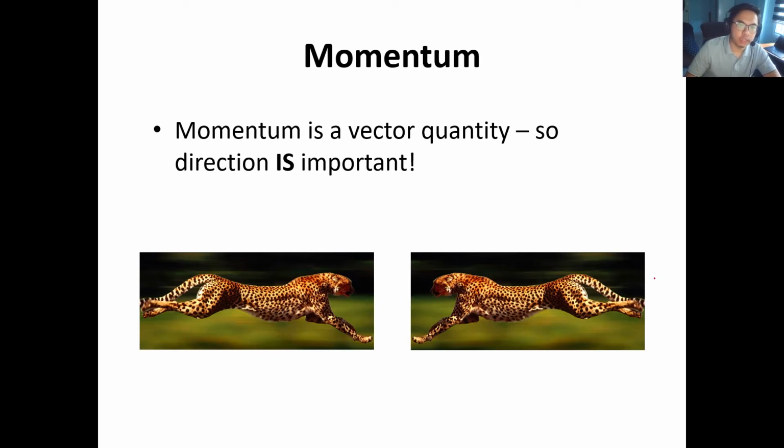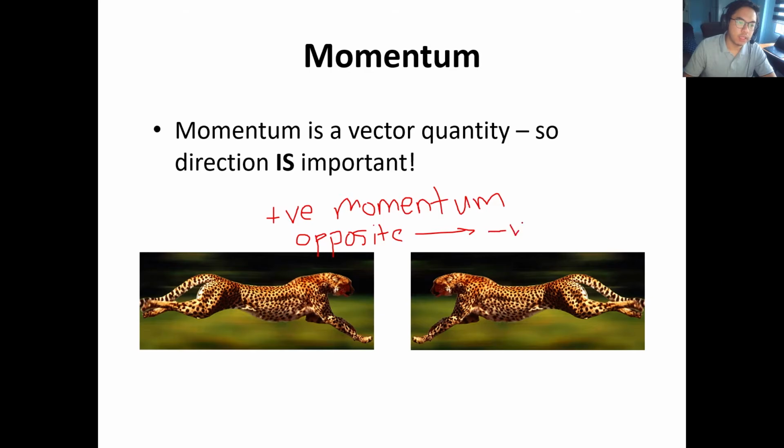Momentum is a vector quantity, so direction is important. You can have an object moving to the left with a momentum to the left, and an object moving to the right with a momentum to the right. When it comes to writing down and calculating momentum, if an object is moving in a certain direction, you can say it has positive momentum. Whenever an object moves in the opposite direction, it will have a negative momentum. Okay?